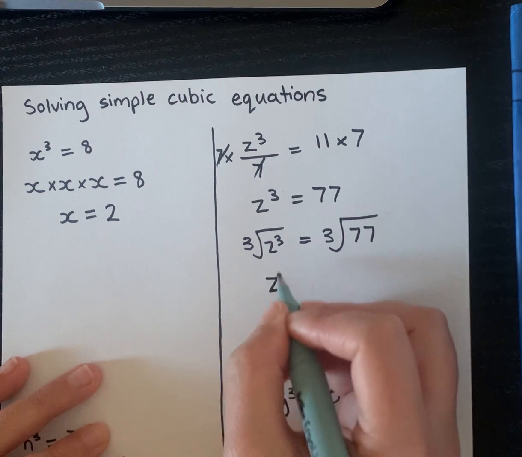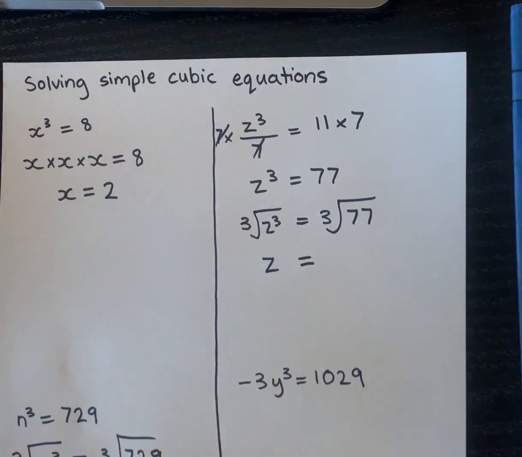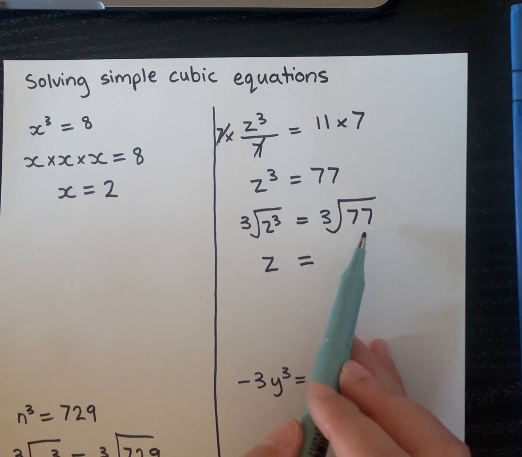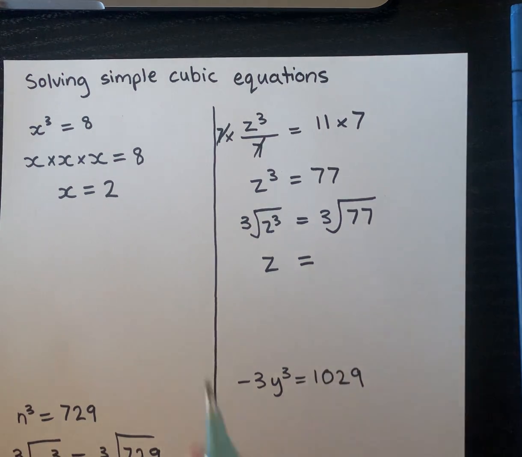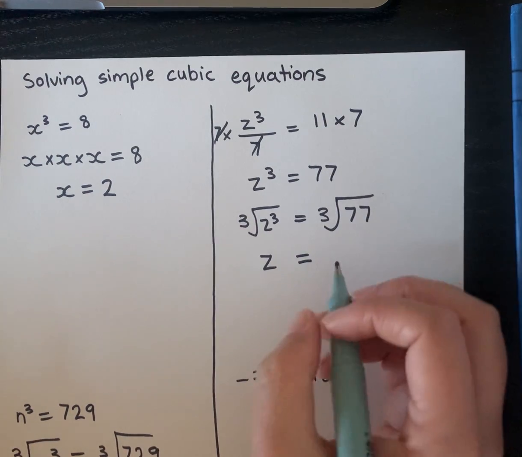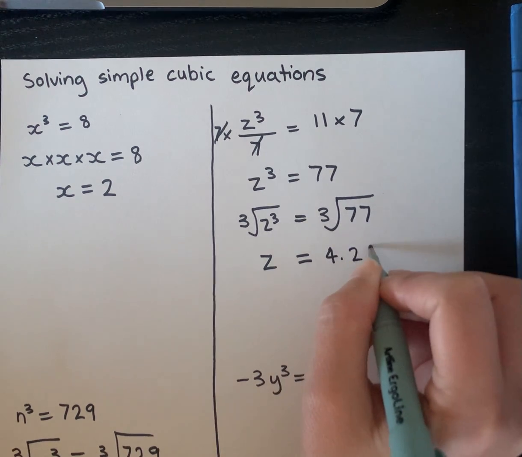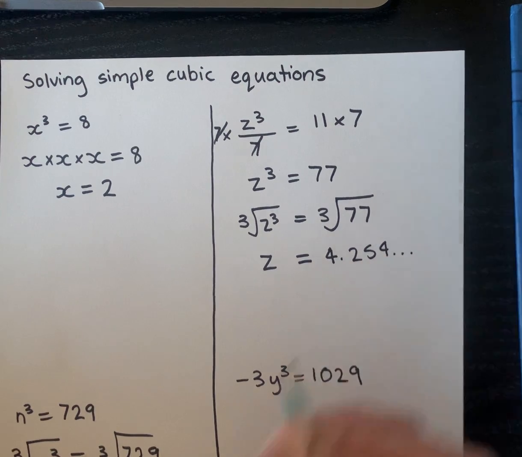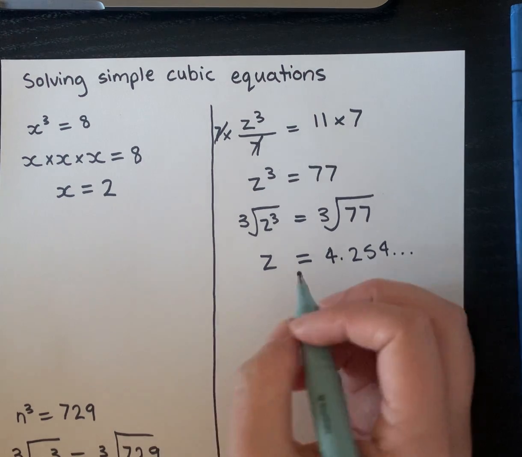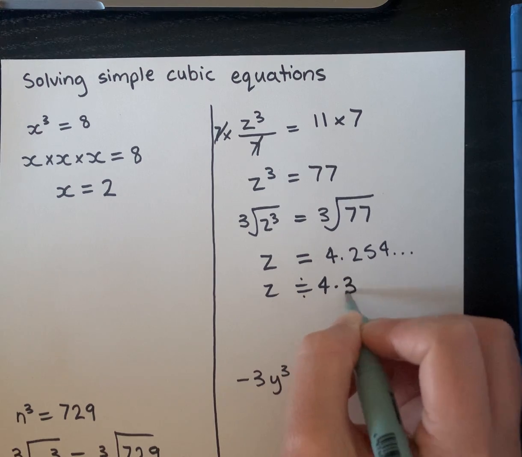Over here we're left with z because that just undoes the power. And over here we're left with the cubed root of 77, and there's only going to be one answer, and the answer will be positive because this is positive. So you can leave it like this because it doesn't give you a whole number, it actually gives you a decimal. So we've got z is equal to 4.254 blah blah blah. So if the question asks you to give it to one decimal place, it's going to be z is approximately equal to 4.3.